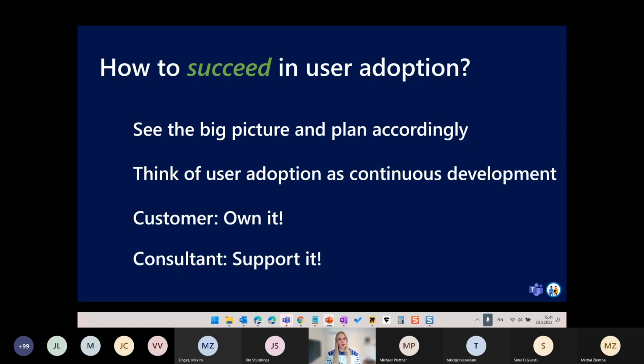If you're a customer, you have to own user adoption. You have to have an owner for modern work. And this is funny because every time I write this word "own" on this slide, a song immediately starts ringing in my head. Sorry. But you have to own it. And if you are a consultant, you have to support it in any way you can, but do not own it. Let the customer do their job, and then you can support them in their modern work journey.